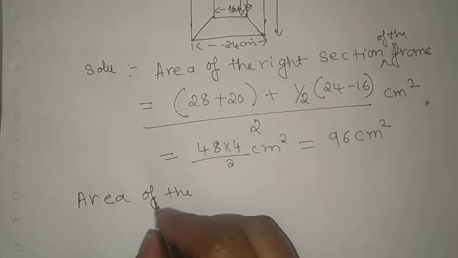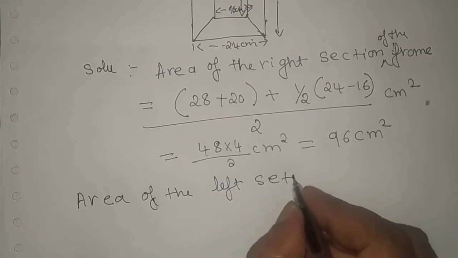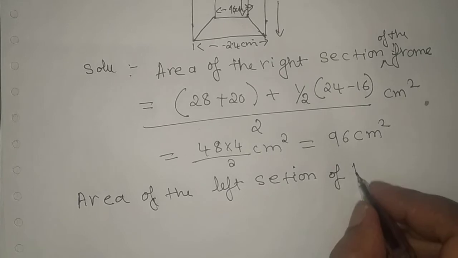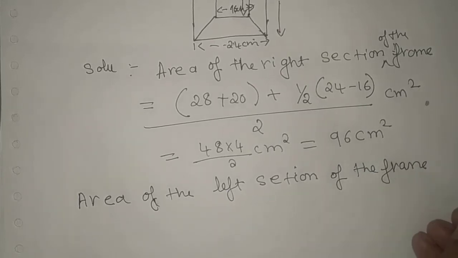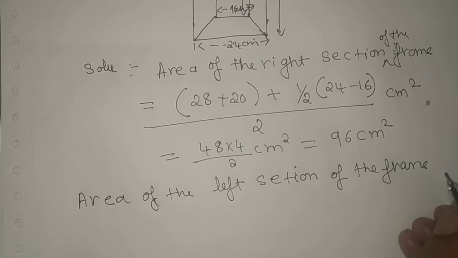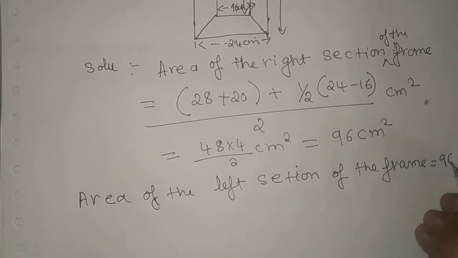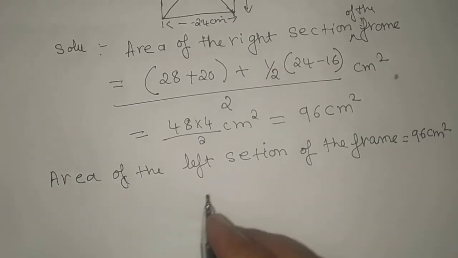Next we'll find out the area of the left section of the frame. Area of the left section of the frame is also 96 centimeters square. Okay, right and left are both same.